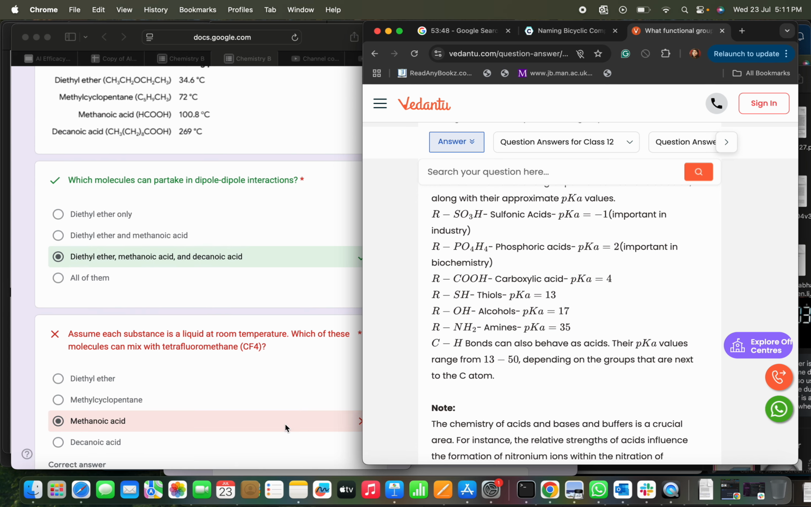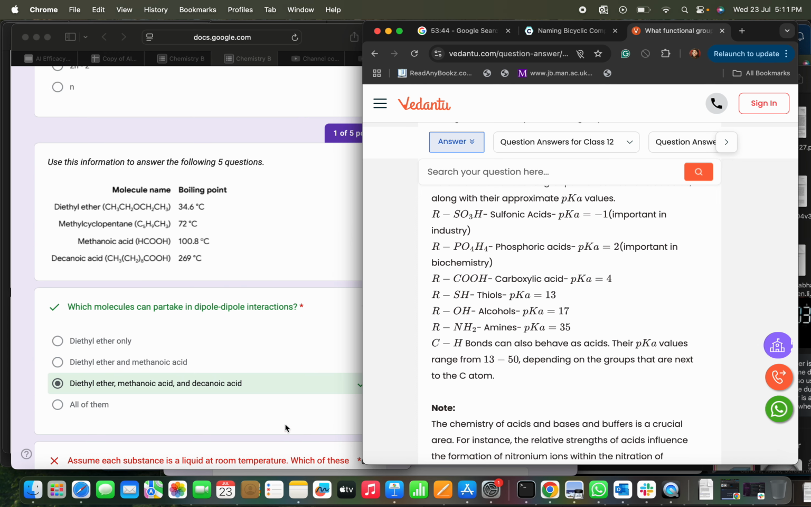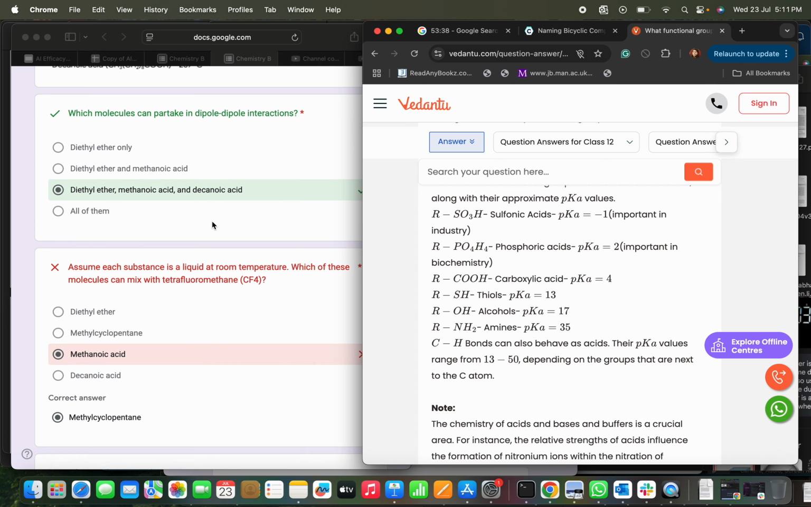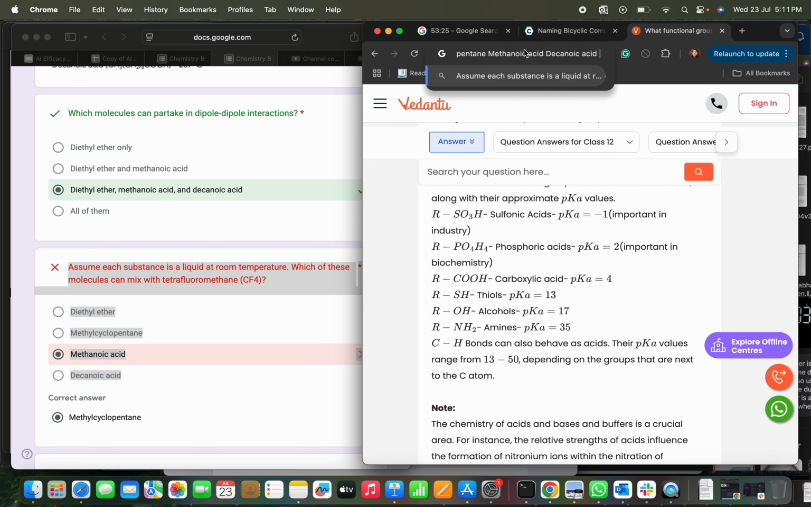Alright. Which molecules can partake in dipole-dipole interactions? So wherever there is an oxygen, that's what my assumption was. Assume each substance is a liquid at room temperature. So let's put this one like this.